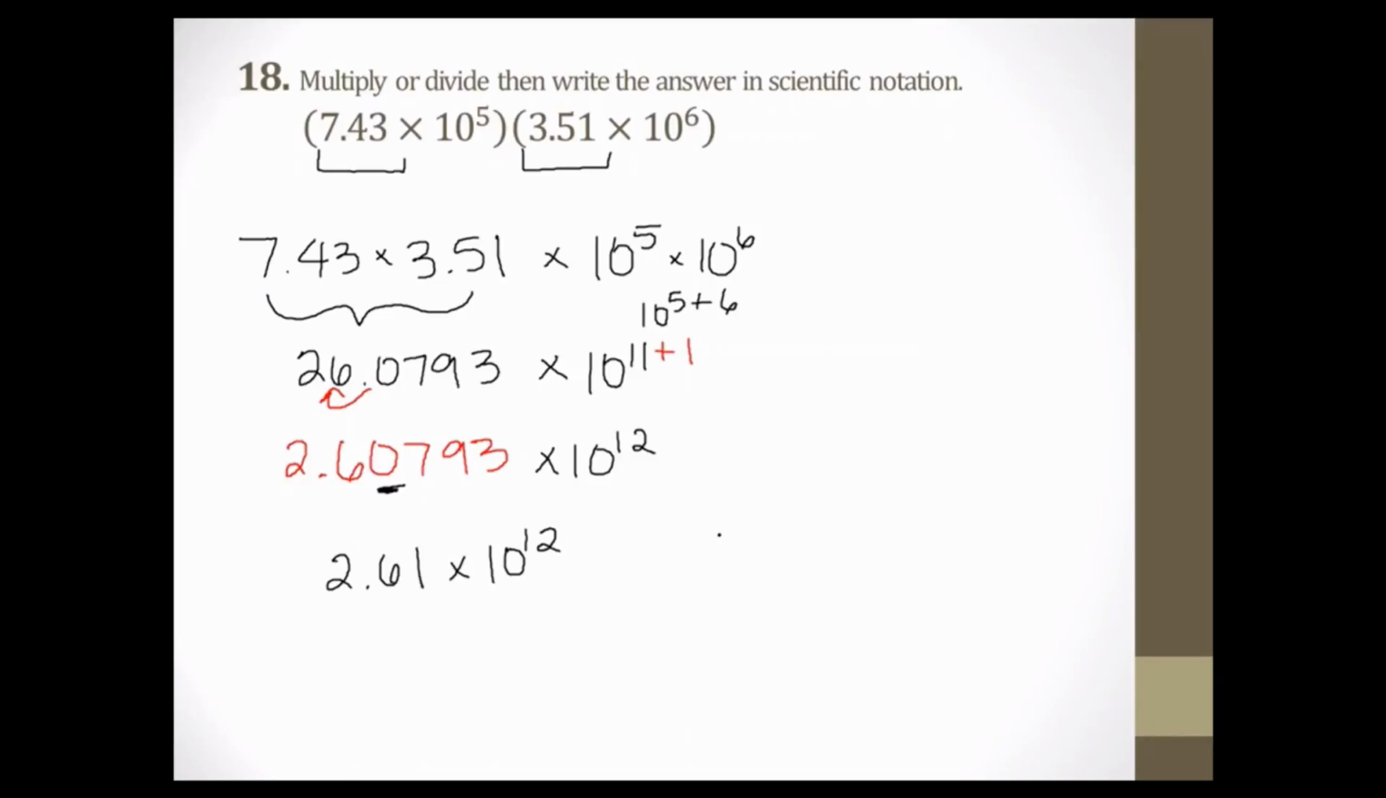So if you were dividing, you would do the same thing. You would divide these two numbers. Your exponents would be dividing, so then you would subtract the exponents. And then if your answer here is not between 1 and 10, which it likely wouldn't be, you would need to move the decimal to whichever direction and then make that adjustment to the exponent for the 10.